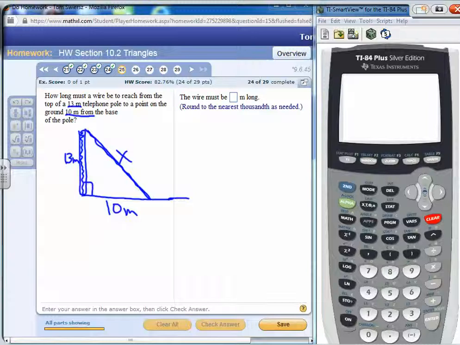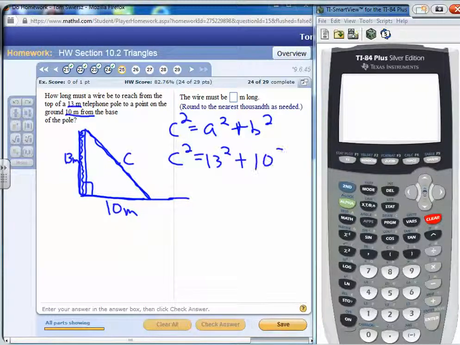Notice we have a right triangle. The 10 and the 13 form the right angle. So the 10 and the 13 are the two legs, and the length of the wire is opposite the right angle, so it's the hypotenuse. So again, the Pythagorean theorem, c squared equals a squared plus b squared. C is the hypotenuse, so I called it X. You can leave it C if you want. Or maybe what I should do is just say the length is C to stand for the hypotenuse. Doesn't really matter. C squared is equal to 13 squared plus 10 squared.